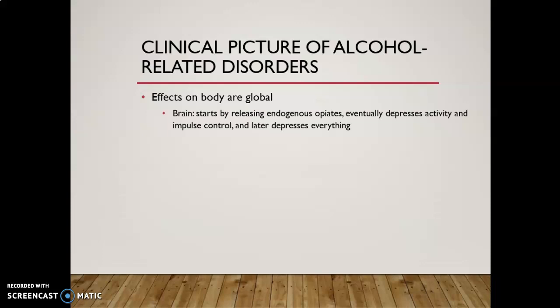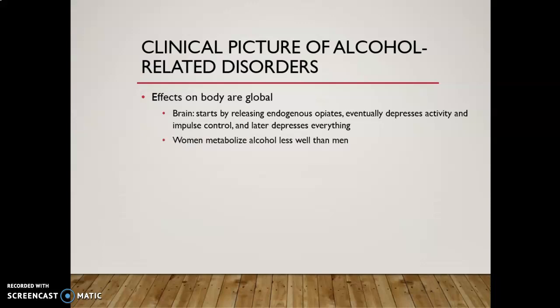So, what does it do? Well, the brain starts to release the endogenous opiates. Those are our body's own inbred opiates that make us feel better, help deal with pain. Alcohol, being a depressant, eventually starts to slow everything down, starting with impulse control, which is why some people think that alcohol is a stimulant, because they think that when they drink alcohol, they're more likely to do stupid things, which is absolutely correct. But they're more likely to do stupid things because the alcohol is taking care of impulse control. And if you drink enough alcohol, it can eventually depress everything, including breathing.